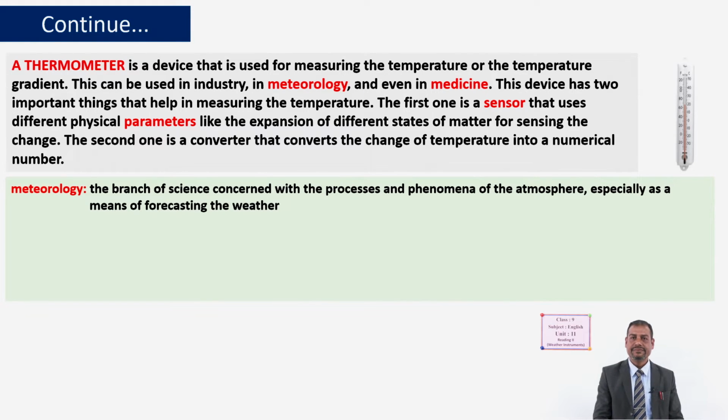Have you finished reading? Good. Now there are some unfamiliar words. So meteorology, what does it mean? See, you can write it down in your exercise book. Meteorology means the branch of science concerned with the processes and phenomena of the atmosphere, especially as a means of forecasting the weather. Okay. So how do you pronounce this word? Meteorology. Once again, pronounce it, meteorology. Now one more time, meteorology.